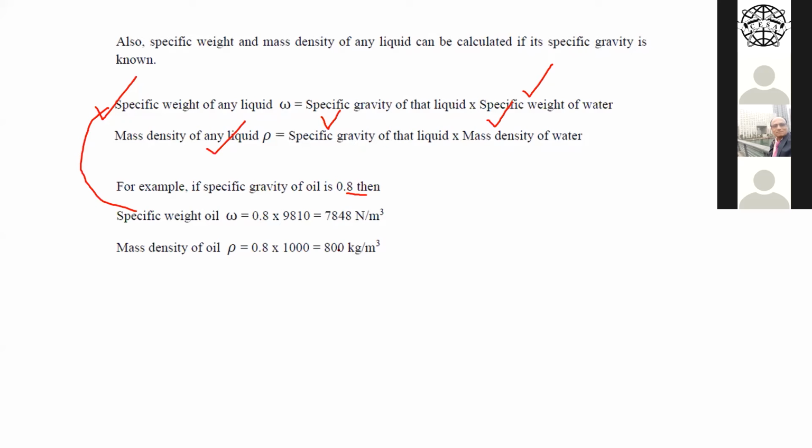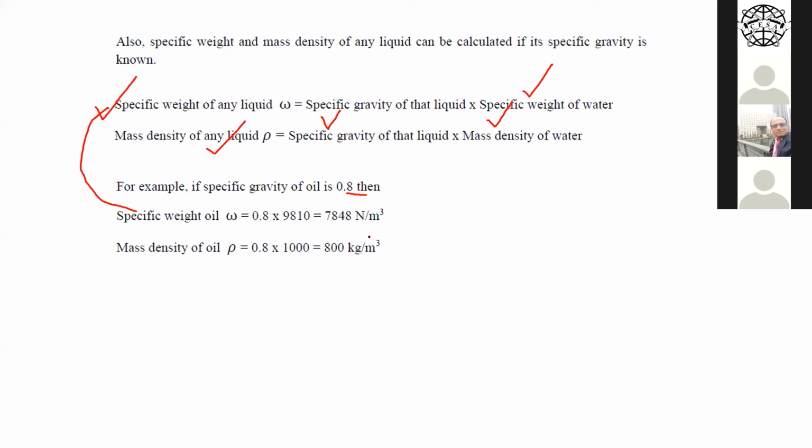Many of the students, while we're teaching, get confused about specific weight, mass density, and specific gravity. Specific weight and mass density have units, whereas specific gravity is a pure number. It's one for water. So why is the specific gravity of water one?